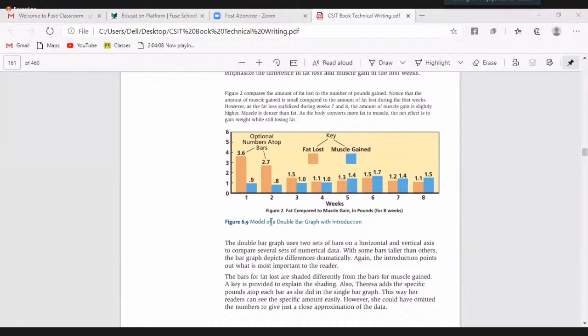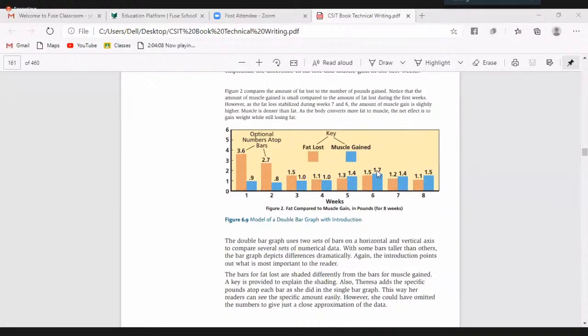Okay, so here figure 2. What is figure 2 about? The text is given: fat compared to muscle gain, in pounds for 8 weeks. That is given here.